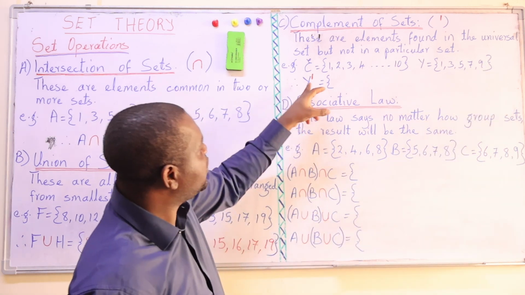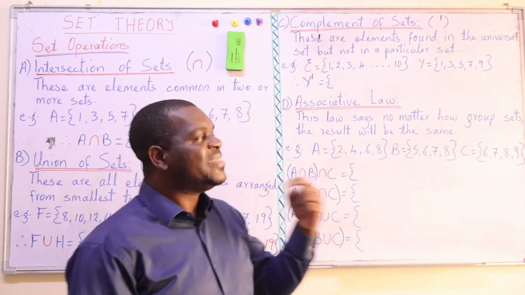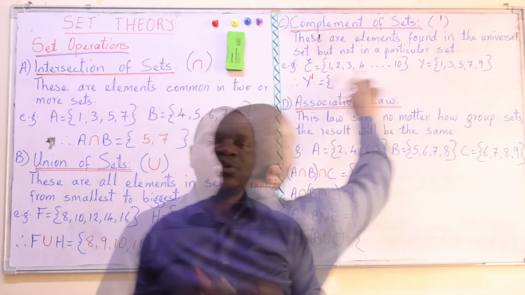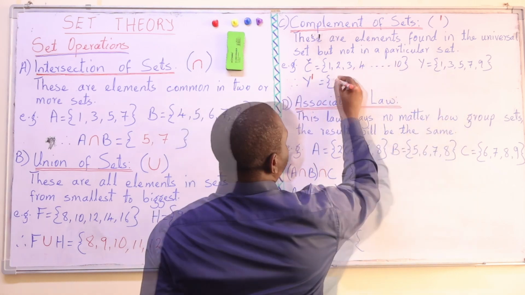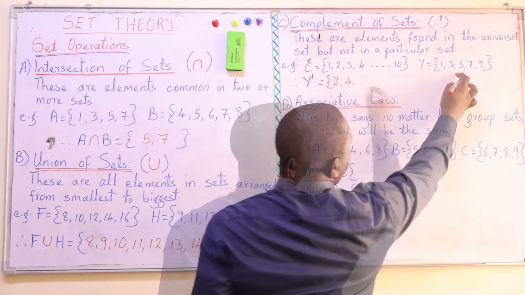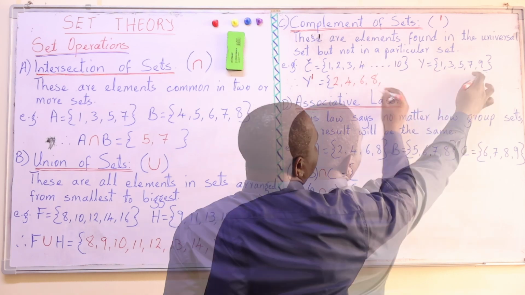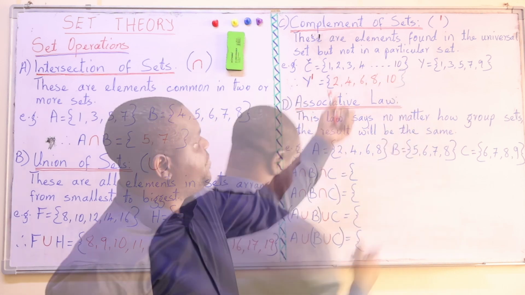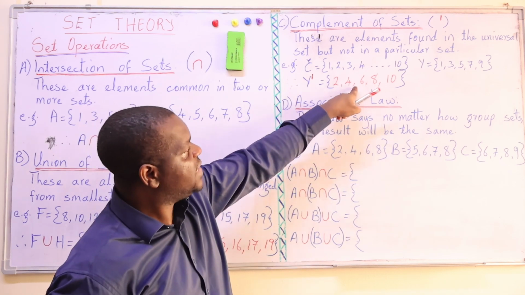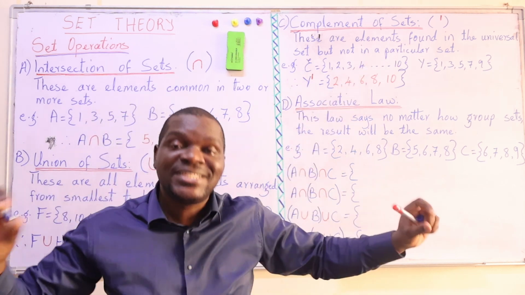Here they are asking us for the complement. This is the sign for complement. Y complement are those elements that you can find in the universal set, but you cannot find in set Y. 1 is present here, 2 is not, 2 is one of them, 3 is here, 4 is not, so 4 is another, 5 is here, 6 is not, 7 is here, 8 is not, 9 is here, and 10 is not. These are the complements of set Y, which means if you take all these elements in Y complement and add to Y, it's going to make the universal set. It completes the universal set.